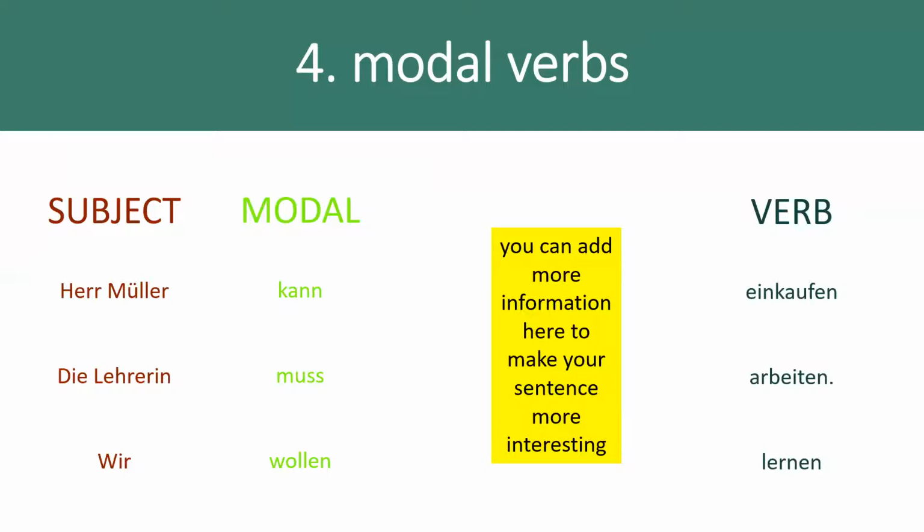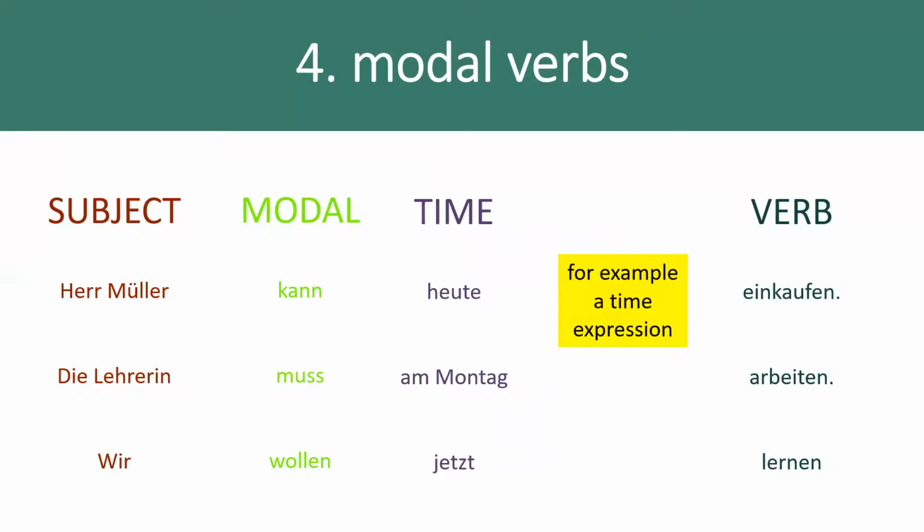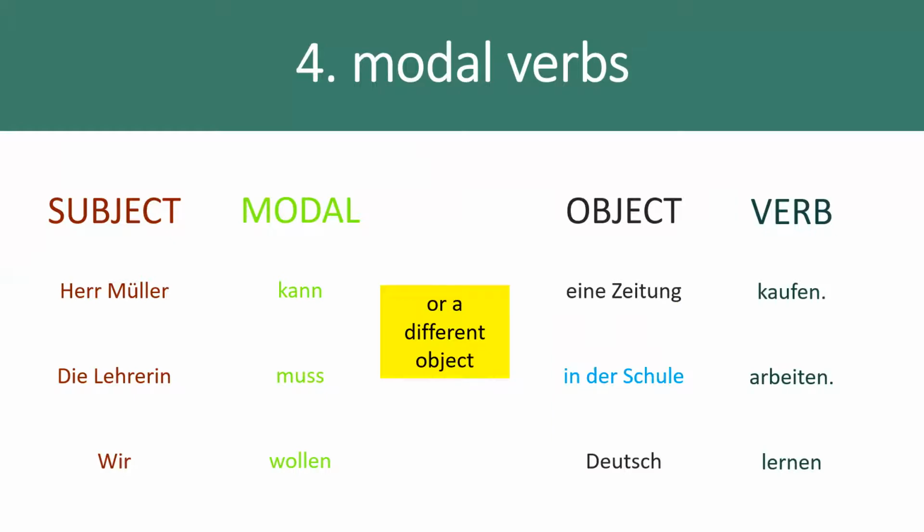Now, obviously, where the yellow box is, you can add a lot more information to the sentence. Ja, so ich kann am Montag oder Herr Müller kann am Montag mit seiner Frau einkaufen, for example. Yeah, you can add more interesting things to it. And for example, like we said, the time. Zum Beispiel kann ich sagen, Herr Müller kann heute einkaufen. Die Lehrerin muss am Montag arbeiten. Oder wir wollen jetzt lernen. Und natürlich kann ich auch ein Objekt hier reinschreiben. Zum Beispiel, Herr Müller kann eine Zeitung kaufen. Oder die Lehrerin muss in der Schule arbeiten. Oder wir wollen Deutsch lernen.